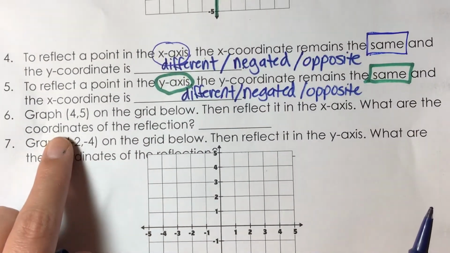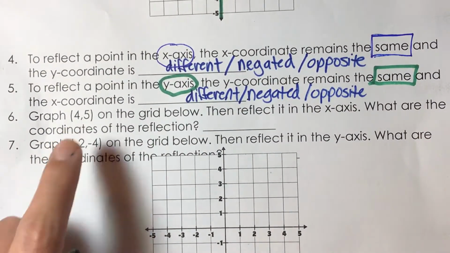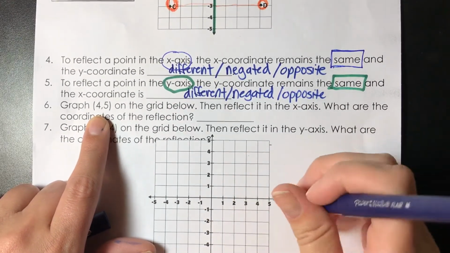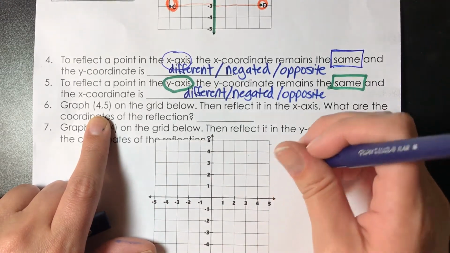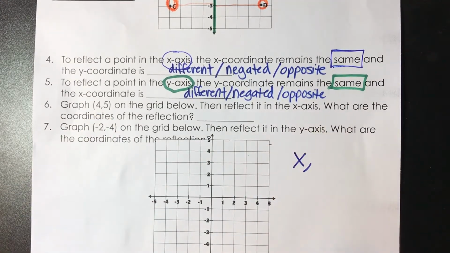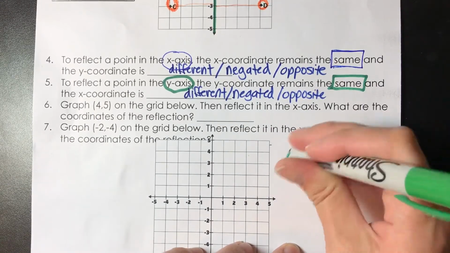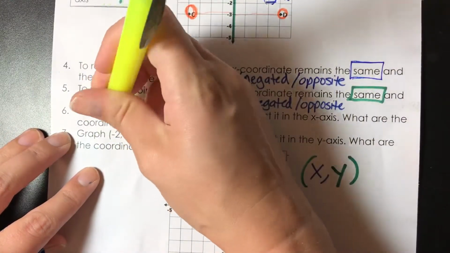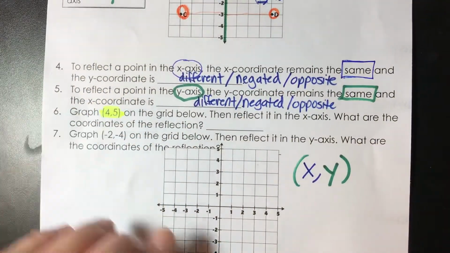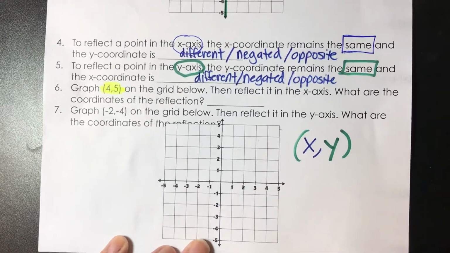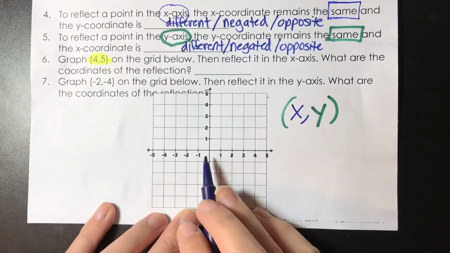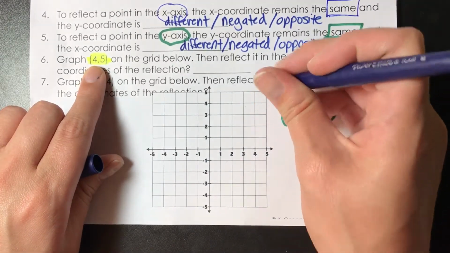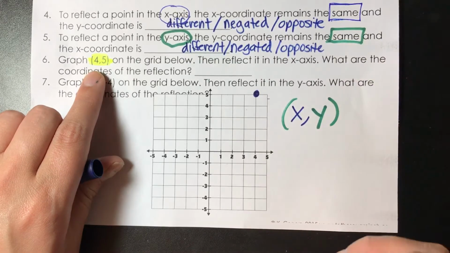So we're going to graph these next ones. I'm going to graph 4, 5 on the grid below. I'm going to stop and do that. You got to mark X, then Y. So in this case, graph 4, 5. I'm going to start at the origin and go over 1, 2, 3, 4, and up 1, 2, 3, 4, and 5. I'm going to graph that.